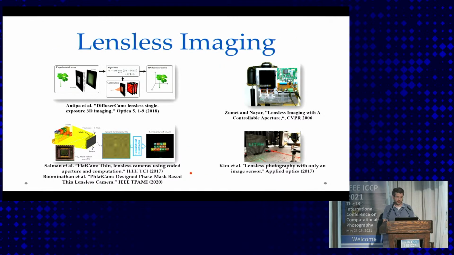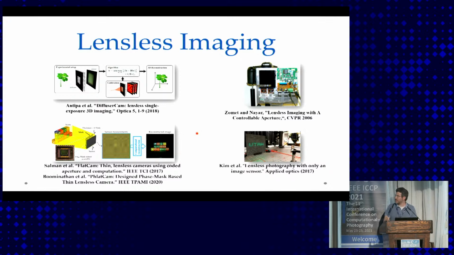Recently, several approaches were presented for a lensless camera, either using a bare sensor or some controllable aperture or a phase mask or an amplitude mask or a random diffuser. Some of them were actually presented in some configurations in previous ICCP conferences. So maybe some of the others are here with us online. If you're here, thank you for waking up so early or staying awake so late.